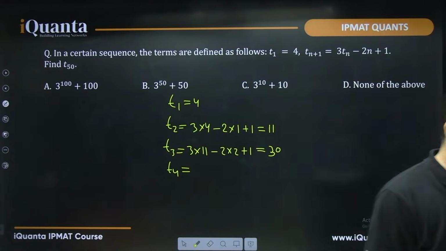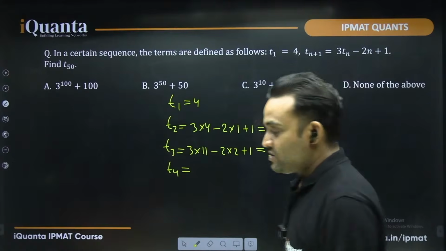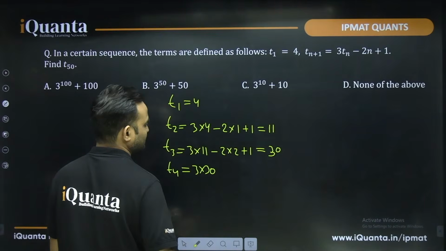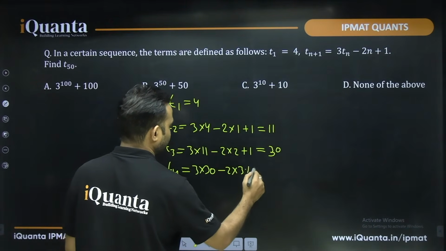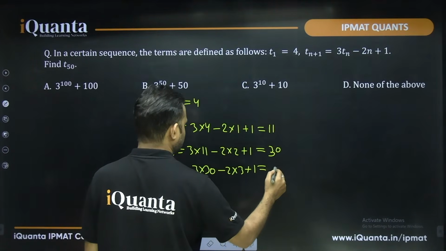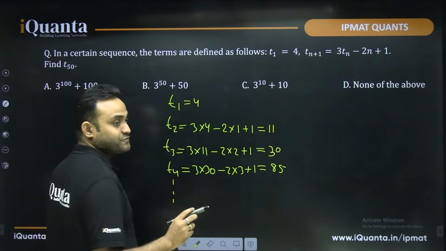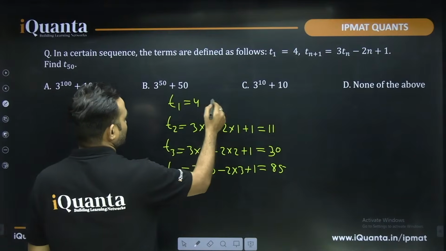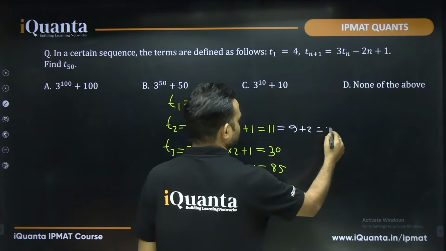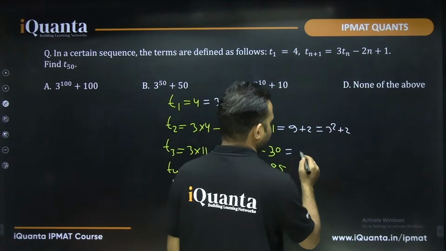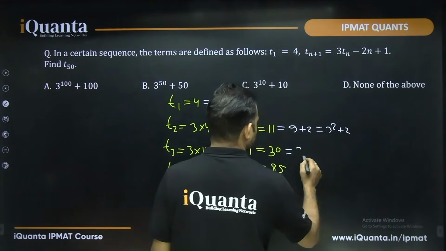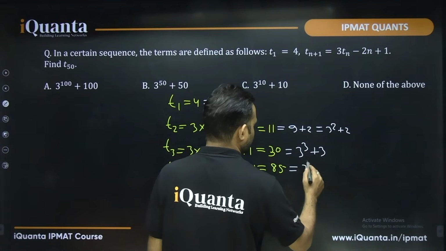Batao. Are you able to see the pattern? What will be T4? Even if you use this, find the T4. 3 into 30, right? Minus 2 into 3 plus 1. 90, 91 minus 6. It will be 85 and so on. So if you check the pattern, what is 4? 4 is 3 plus 1. 11 is 9 plus 2, which is 3 square plus 2. And 30 is, what is 30? 3 cube plus 3. 85 is 3 to the power 4 plus 4.